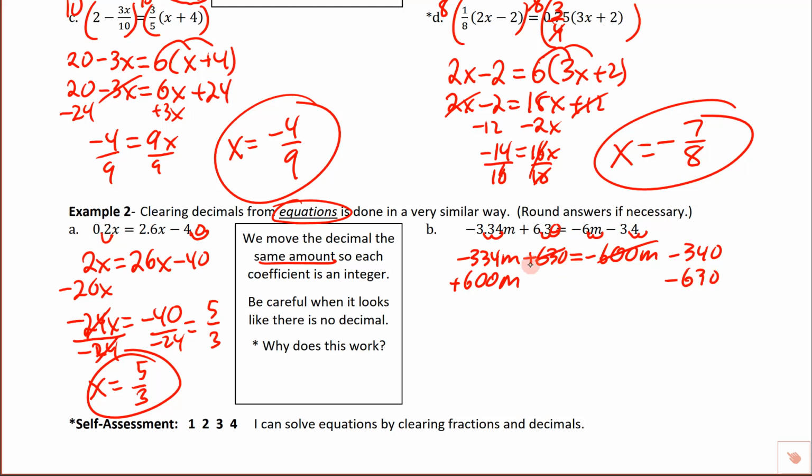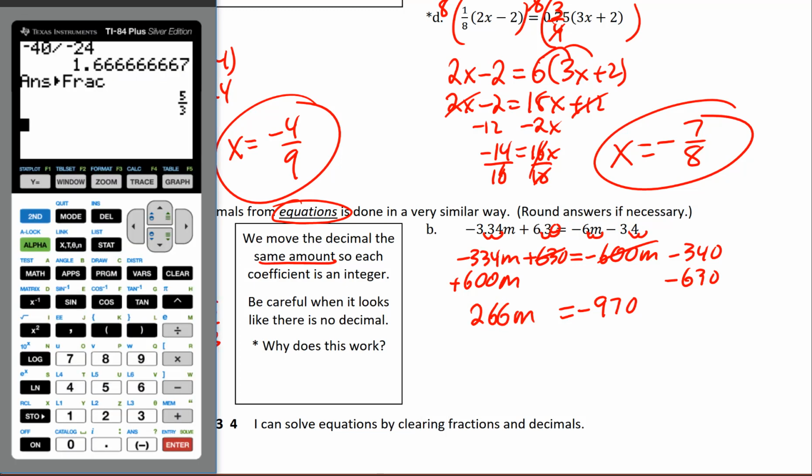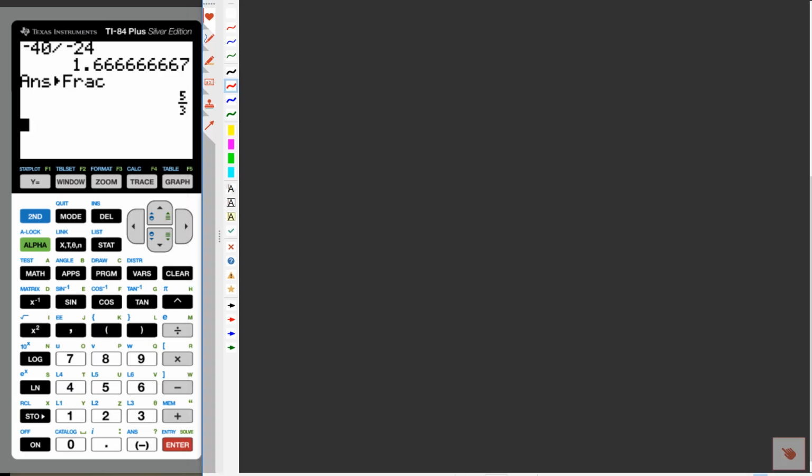Let's see what we can get away with here as far as calculators go. On this side, that's -900. That's -970, I think. Yep, we're good there. And then on this one right here, I'm thinking, let's see, that would be +200. Let's see, 266, I think. 266m.